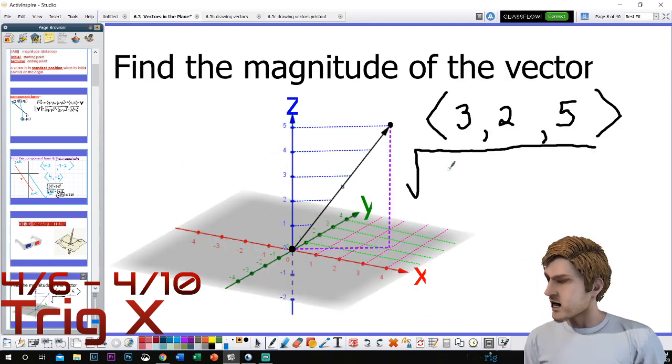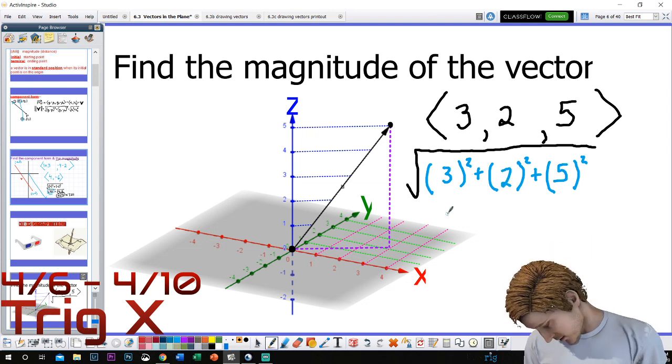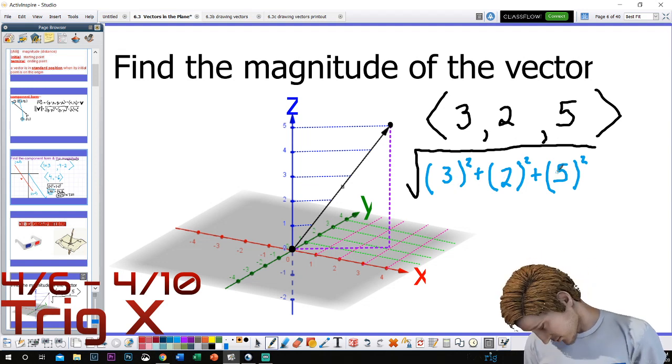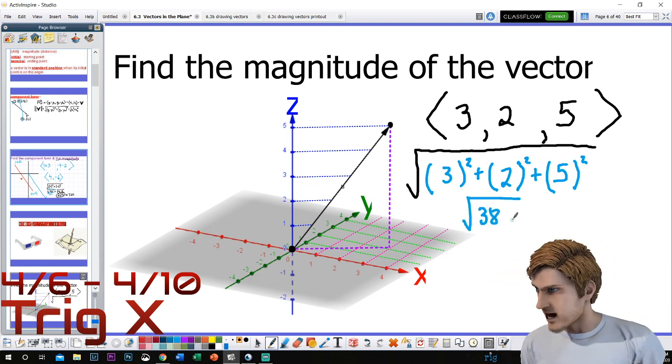Now, back to our 3D graphing. I'm going to do the exact same thing where I'm squaring and adding the x, y, and also the z components of this three-dimensional vector. So I put in my 3, my 2, and my 5. So this gives me 3 squared plus 2 squared plus 5 squared, which is going to be 38. That's not 19. That's as far as we can reduce it.